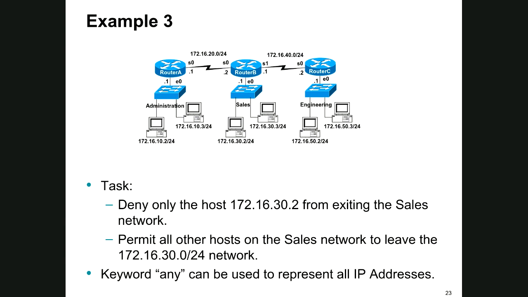So now we have a reverse. Before we wanted to allow 30.2 to get out and nobody else. And now we have the reverse situation. We wanted to deny the worthless nephew from creating any traffic at all within the company network to get to the rest of the network. So 30.2 is to be prohibited from leaving that router B sales subnetwork. Everybody else in the company in the sales department is permitted to. And we're going to look at something about the any keyword.